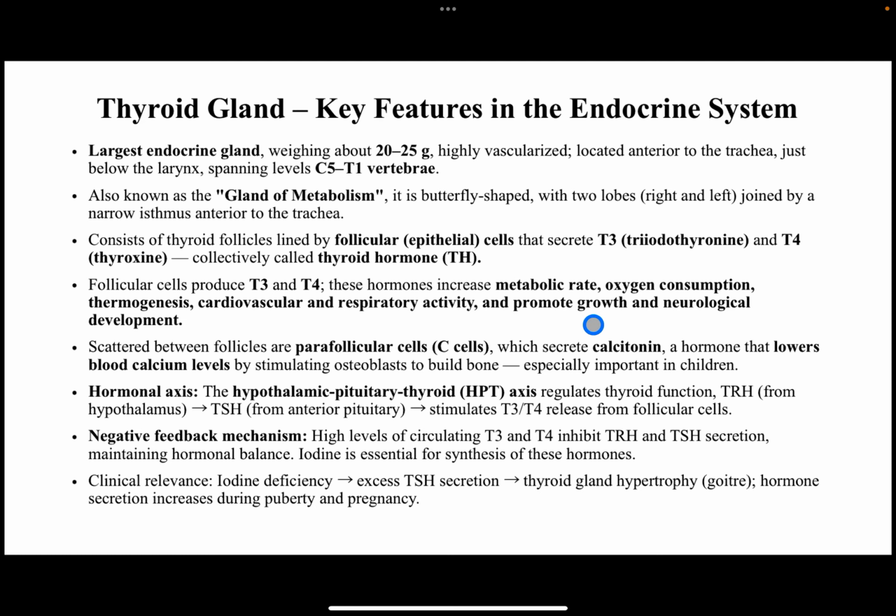Remember that in the thyroid gland, we have two cells, the follicular cells and the parafollicular cells. The follicular cells produce the thyroid hormones, which are triiodothyronine, T3, and thyroxine, T4. The parafollicular cells produce calcitonin, which works to lower your blood calcium level. This gland makes use of a hormonal axis called the hypothalamic-pituitary-thyroid axis, and this axis operates using the negative feedback mechanism.